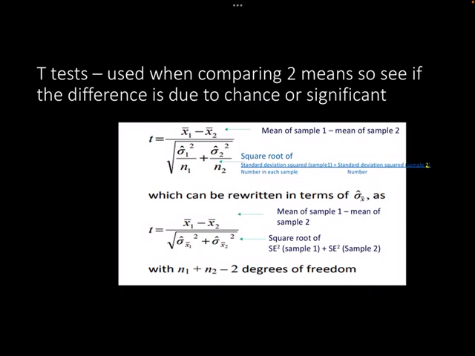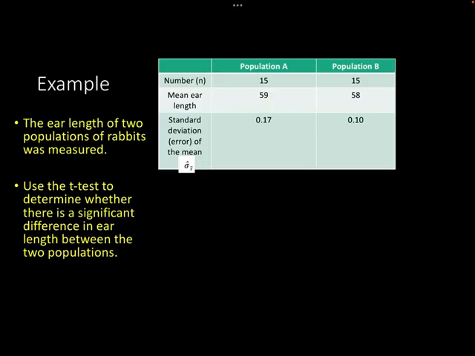So you would use the bottom equation there, where it is showing you the mean of sample 1, take away the mean of sample 2, and then you're dividing that by the square root of the standard error squared of sample 1 plus the standard error squared of sample 2. And because we've got two samples, it is n1 plus n2, take away 2 to work out our degrees of freedom.